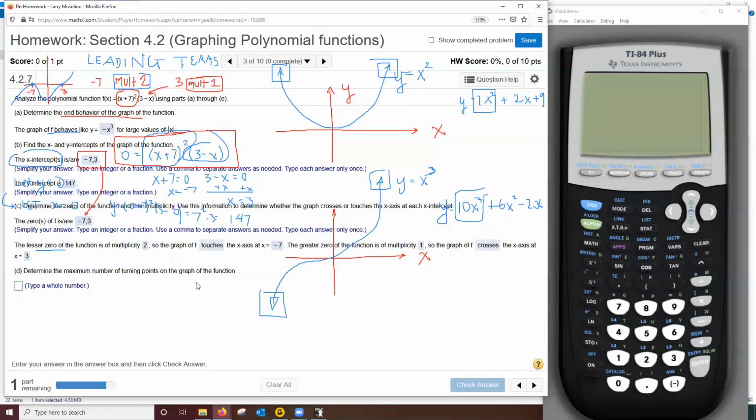All right, what's the maximum number of turning points? So you might remember that the maximum number of turning points is always 1 less than the degree. So 1 less than the degree.